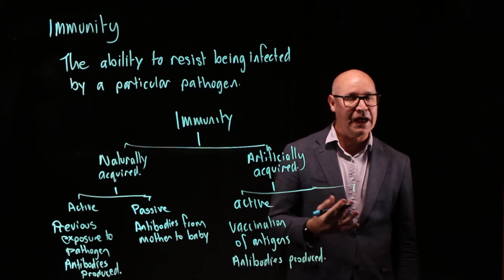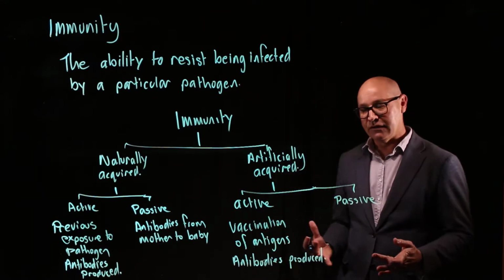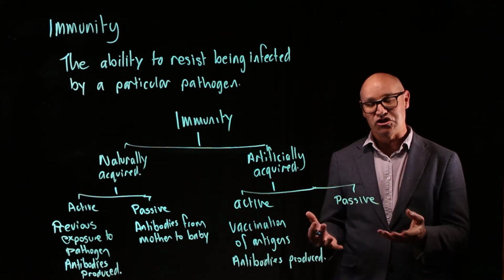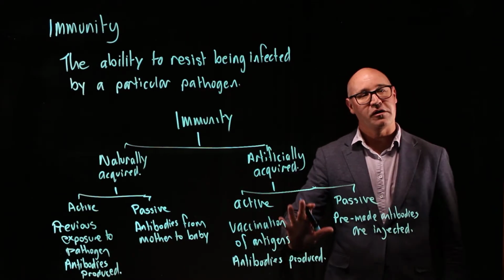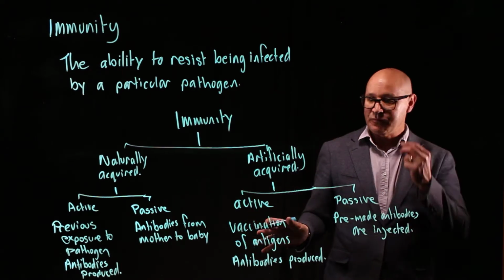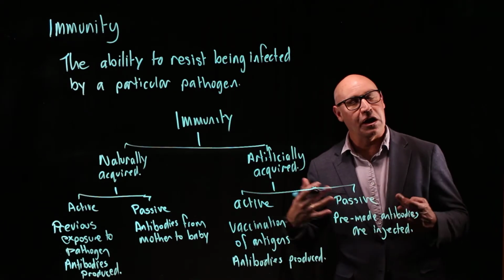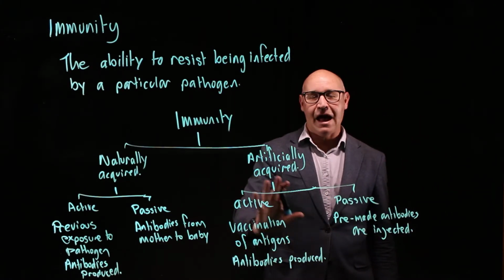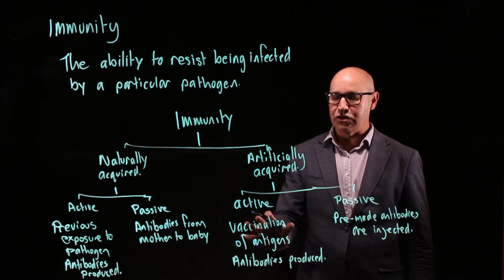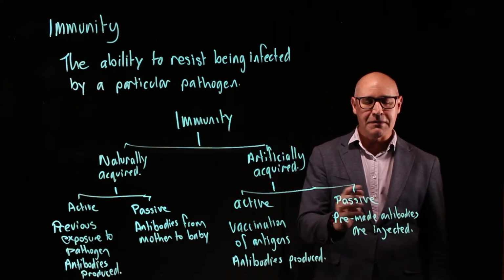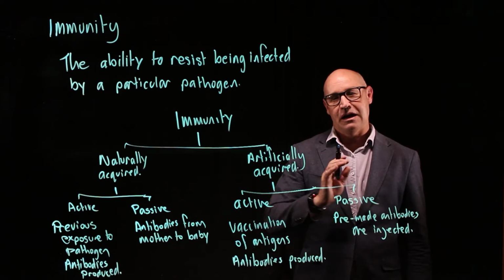And there's also a passive process here, where pre-made antibodies are injected. Obviously, the vaccination program is the one that you're most aware of, and all the vaccinations that children get, and that you get before you go overseas, are this sort of active vaccination process. This active artificially acquired immunity is through vaccinations. These pre-made antibodies are used on specific occasions to treat specific infections.